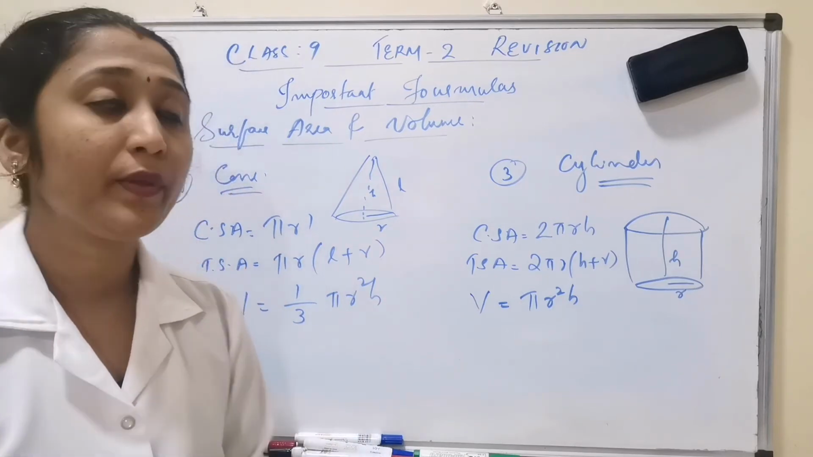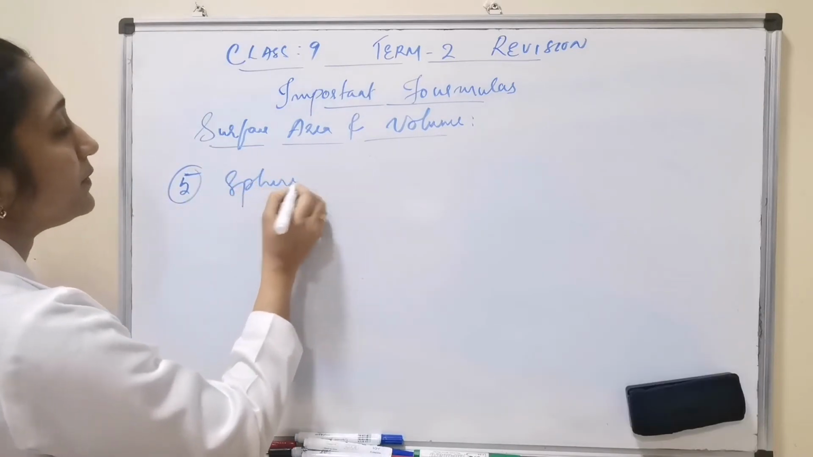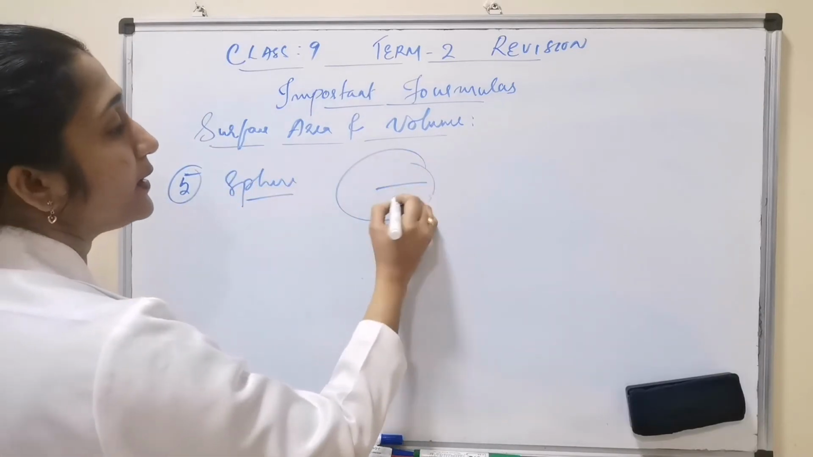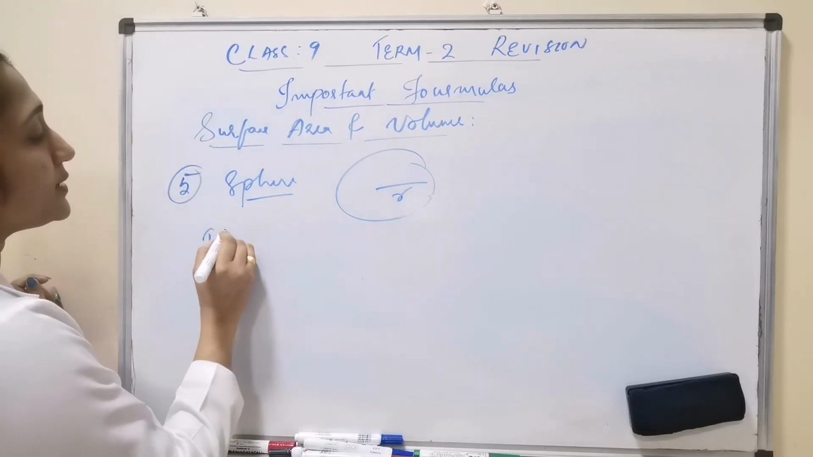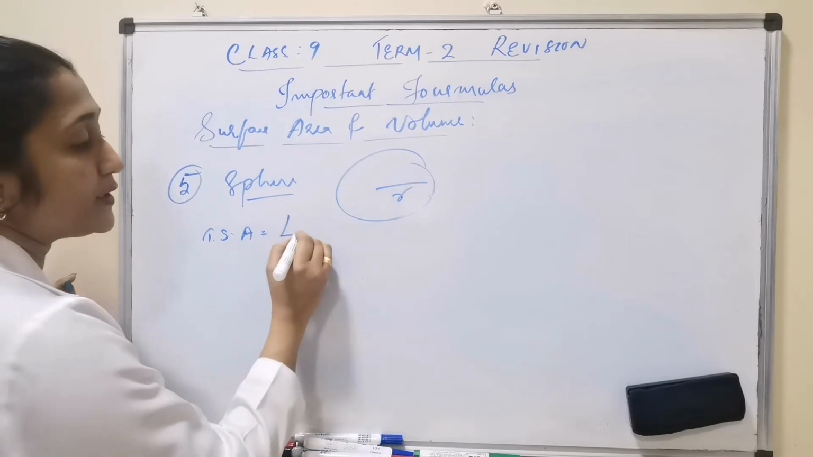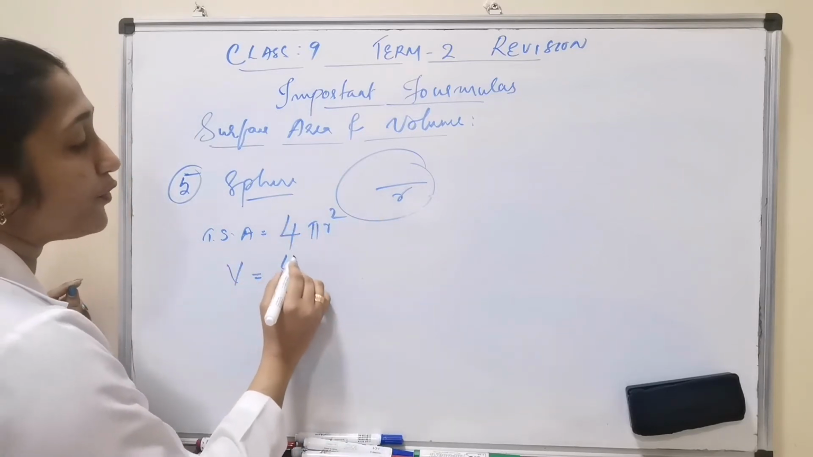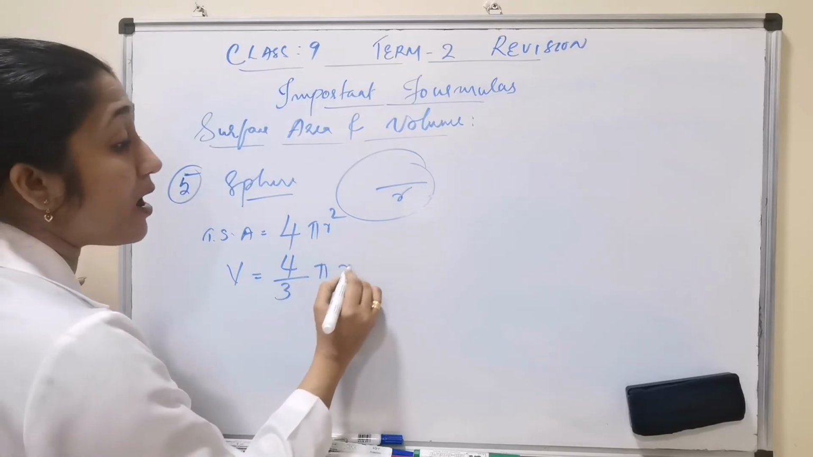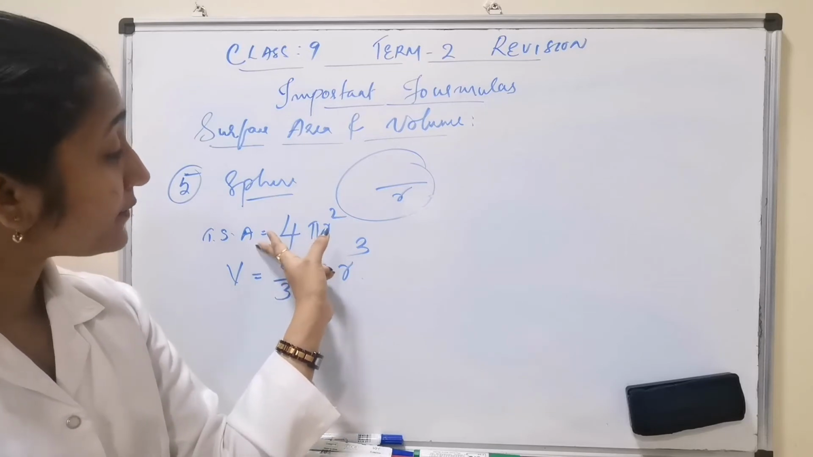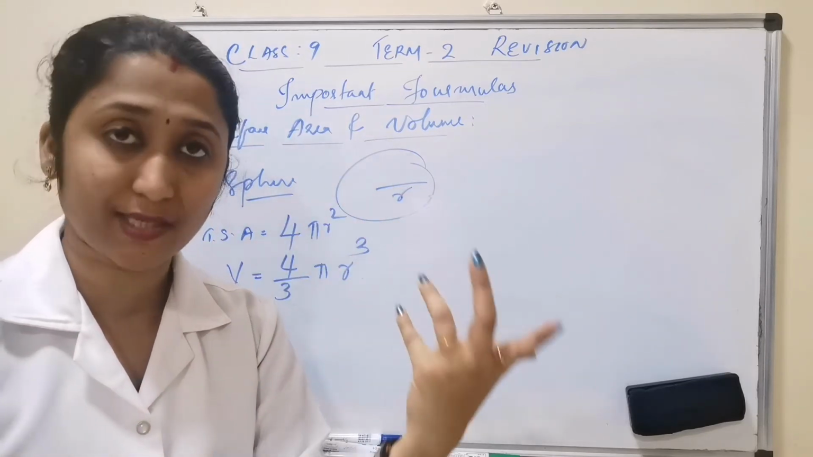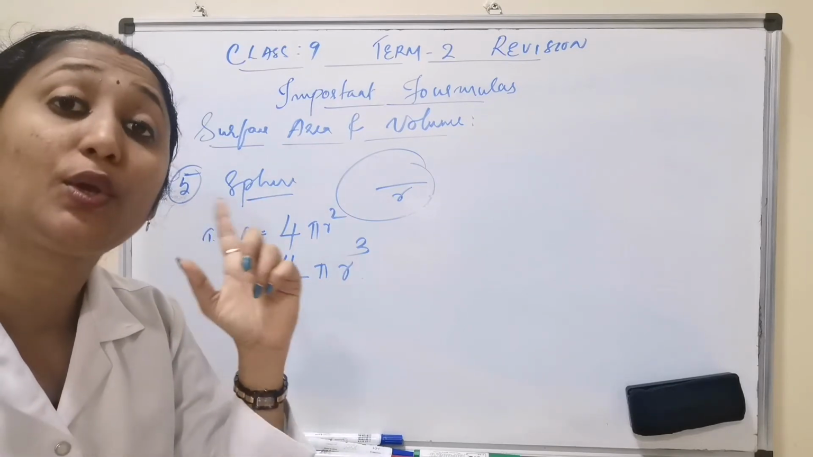Is it clear? Okay. Then next, fifth one is sphere. Sphere is like that, then the radius only. Okay, sphere. Then what is the total surface area of a sphere? That is 4 pi r square. Then volume of a sphere is 4 by 3 pi r cube. This is the only difference. Total surface area is 4 pi r square, but the volume is 4 by 3 pi r cube.